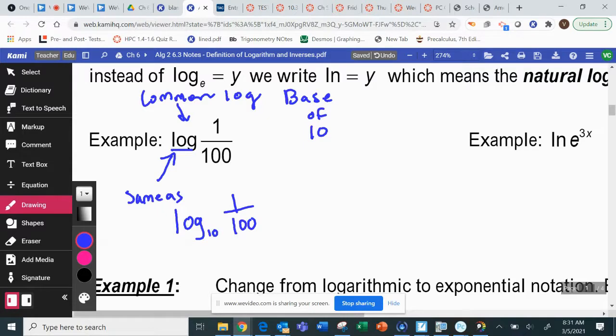All right, what is the answer of this? 10 to the what makes 1 over 100? What's one thing I know for sure if I'm going to make 10 into 1 over 100? It's going to be negative. That's how I make it into a fraction. How do I make 10 just into 100? Squared. So what is my answer for log 1 over 100?